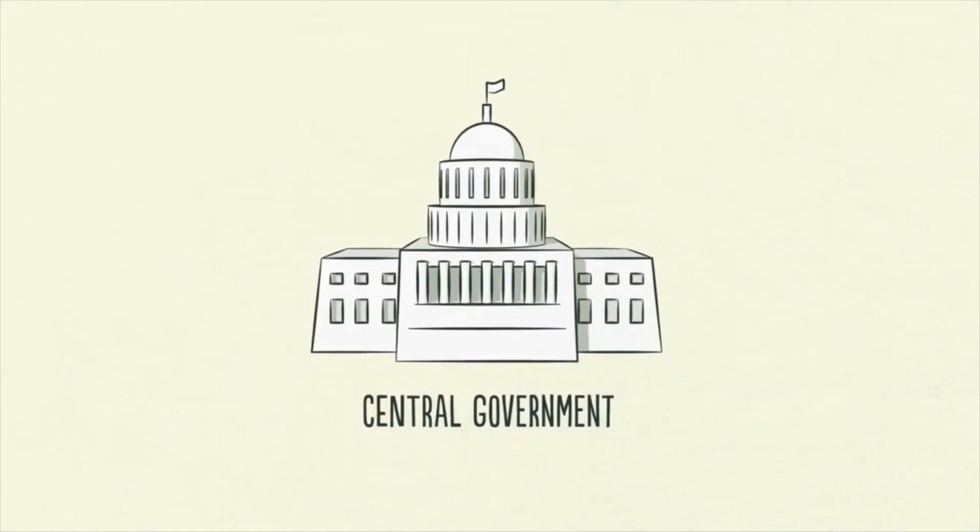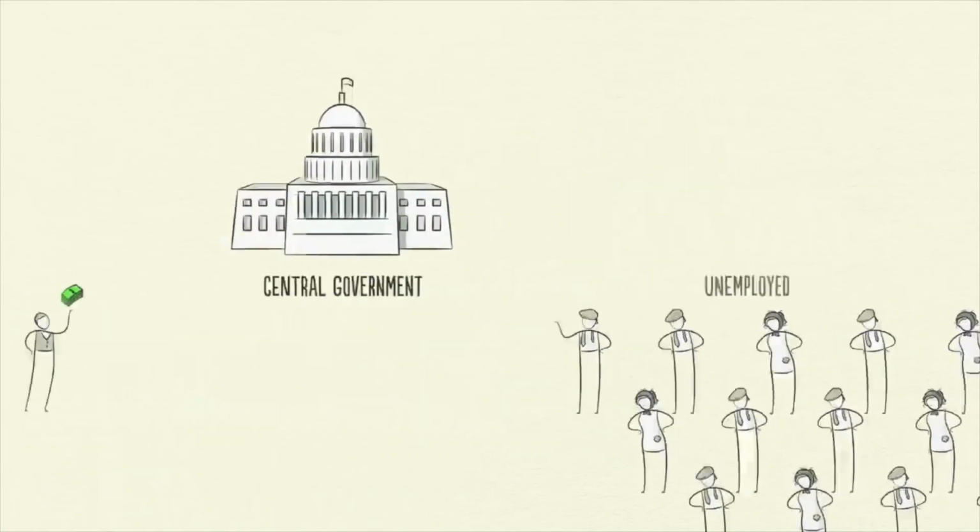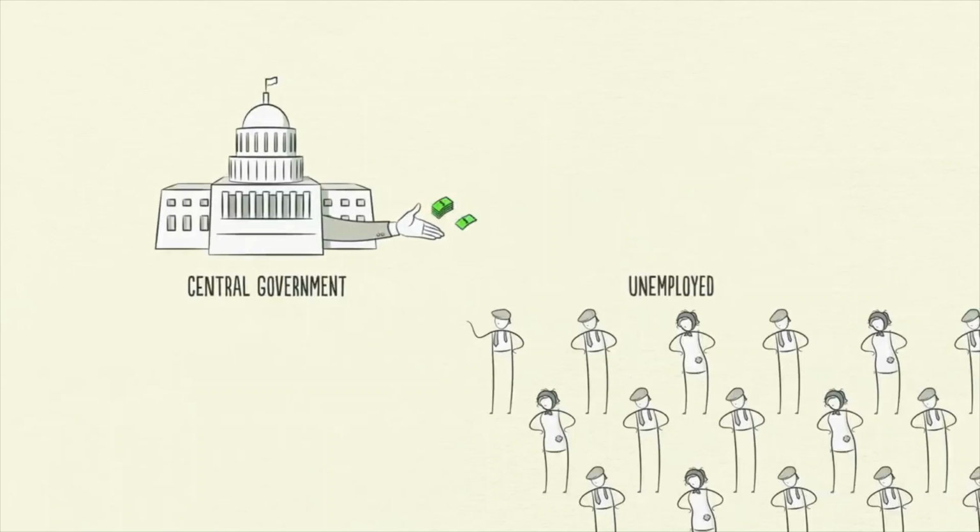All of this impacts the central government because lower incomes and less employment means the government collects fewer taxes. At the same time, it needs to increase its spending because unemployment has risen. Many of the unemployed have inadequate savings and need financial support from the government.